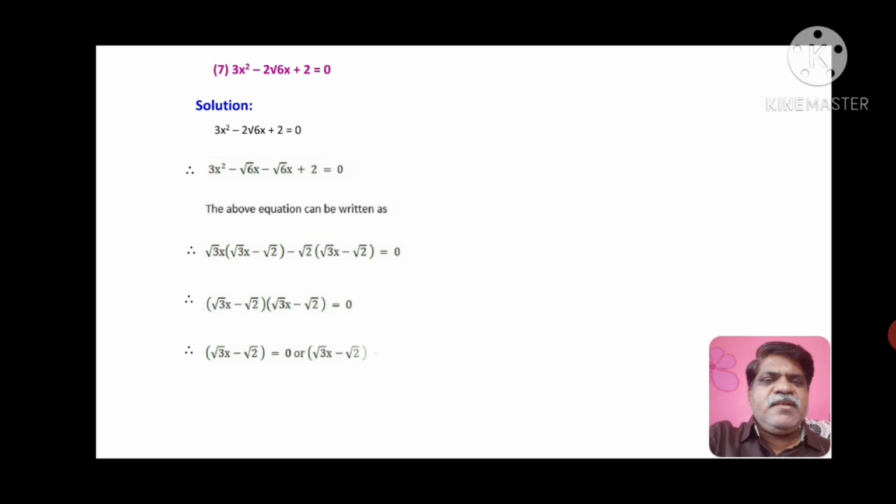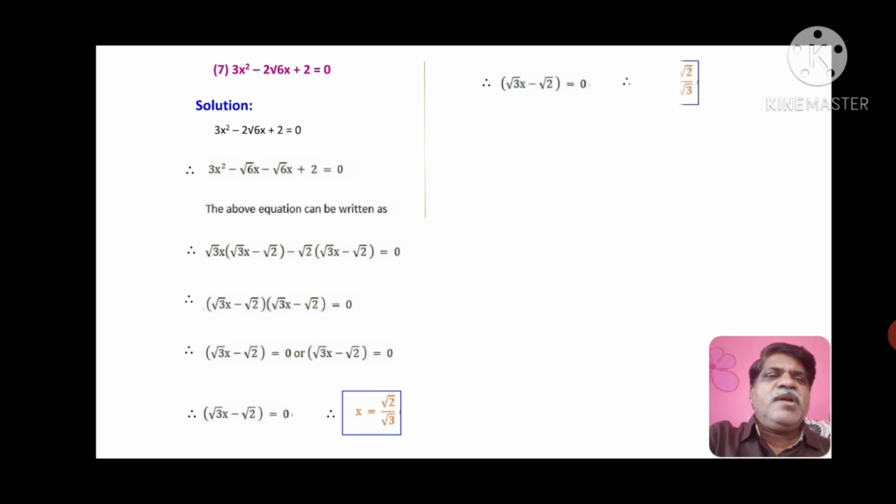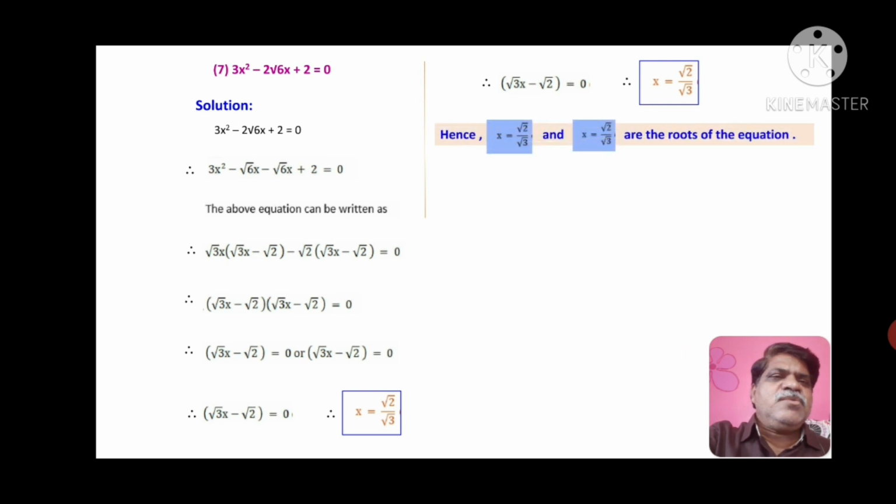So we can write that root 3x minus root 2 is equal to 0, or root 3x minus root 2 is equal to 0, both are the same. Therefore, root 3x minus root 2 is equal to 0, or x is equal to root 2 divided by root 3. Similarly, the other bracket root 3x minus root 2 is equal to 0, so x is equal to root 2 upon root 3. Hence, x is equal to root 2 upon root 3 and x is equal to root 2 upon root 3 are the roots of the given equation.